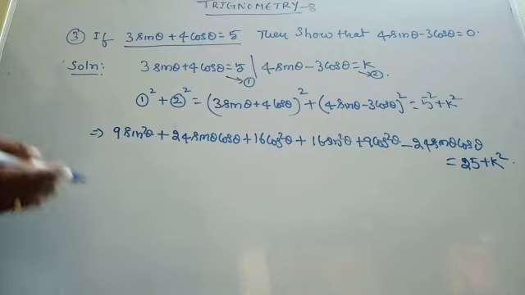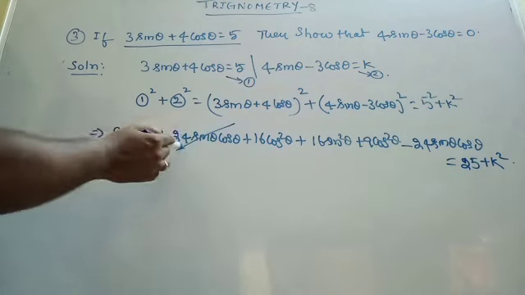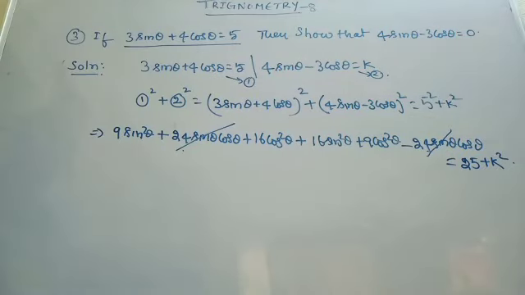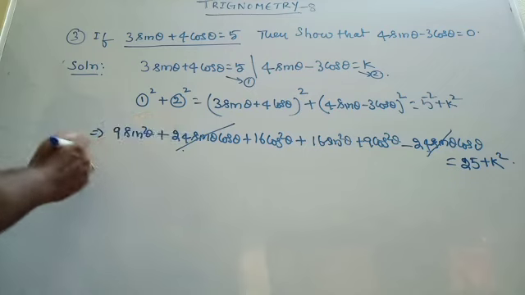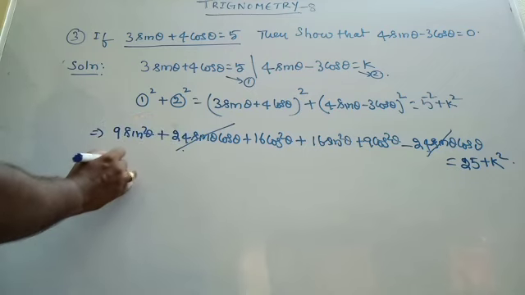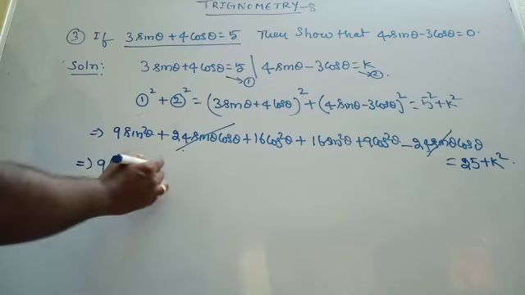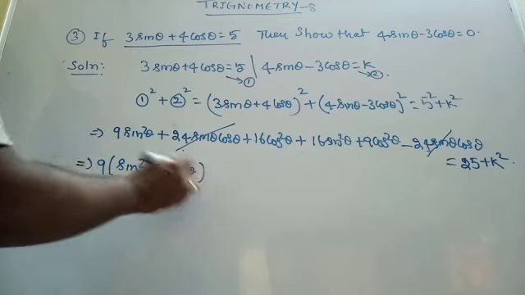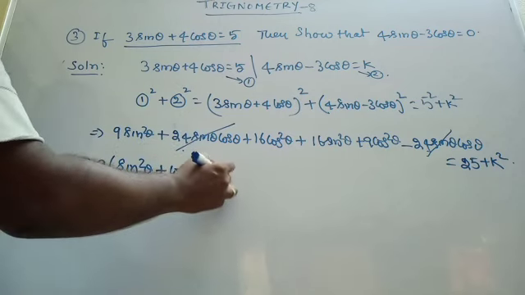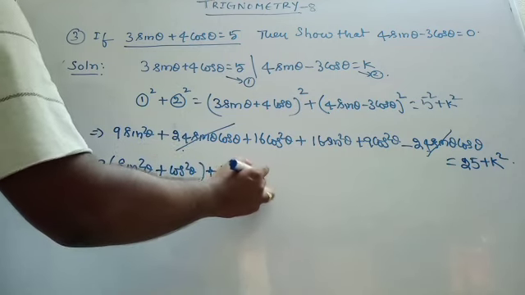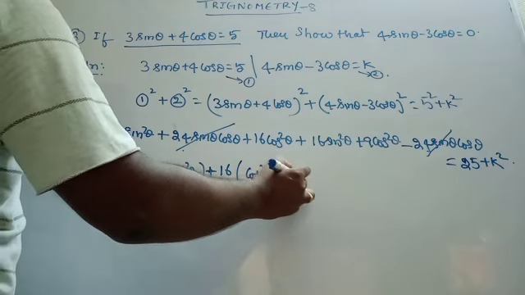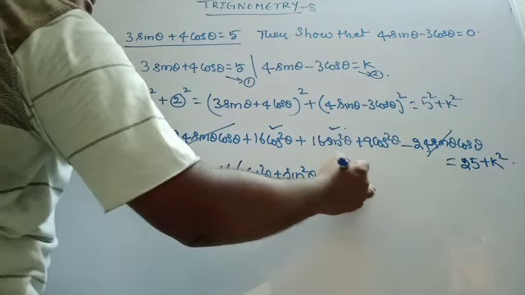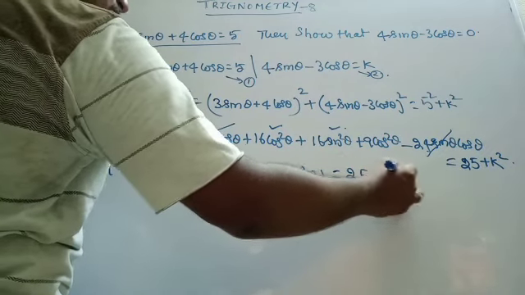Now you can easily observe, very wonderful, minus 24 sin theta cos theta and plus 24 sin theta cos theta cancel. We have 9 sin squared theta; let us take 9 common, then we get sin squared theta plus cos squared theta. In a similar way, if we take 16 common, we get cos squared theta plus sin squared theta, because we have 16 cos squared theta and 16 sin squared theta. This is equal to 25 plus k squared.